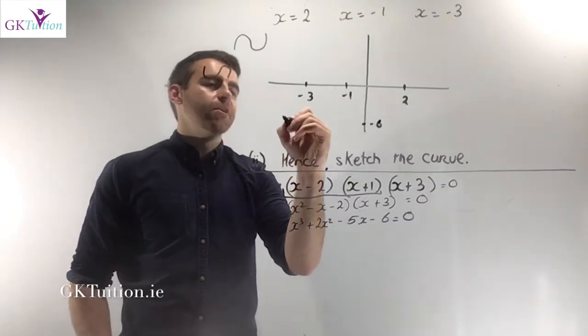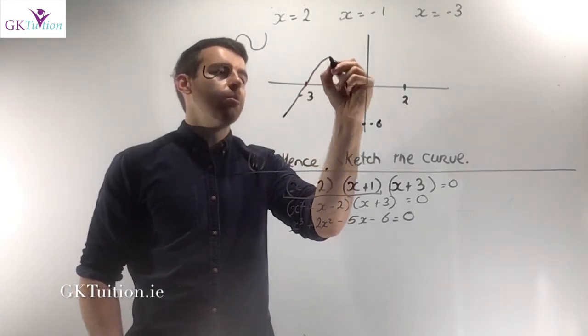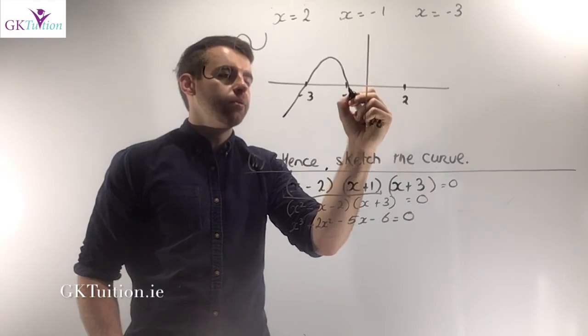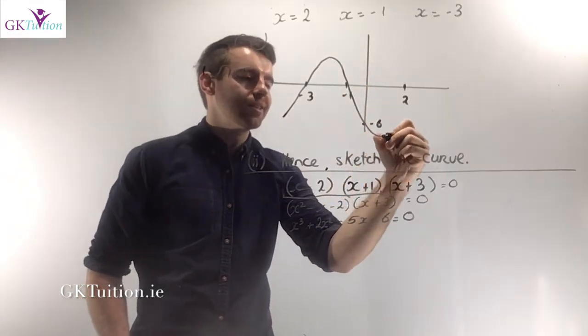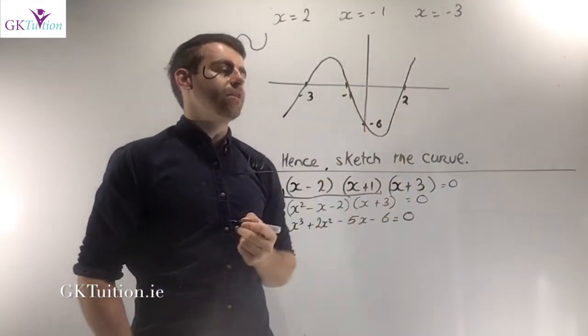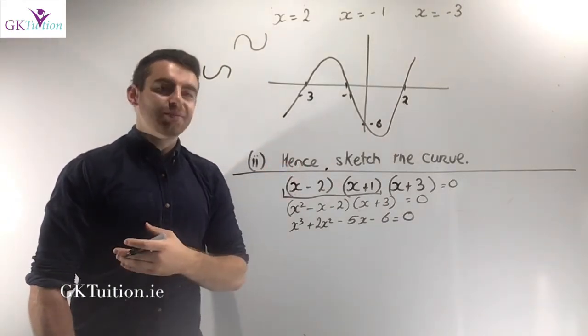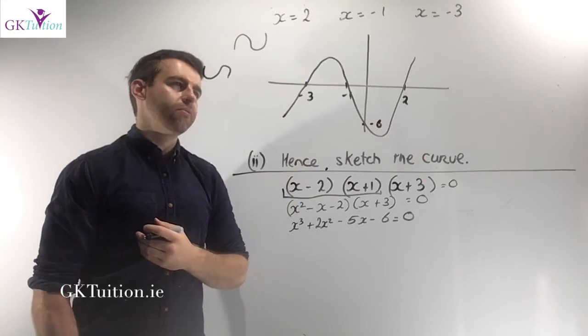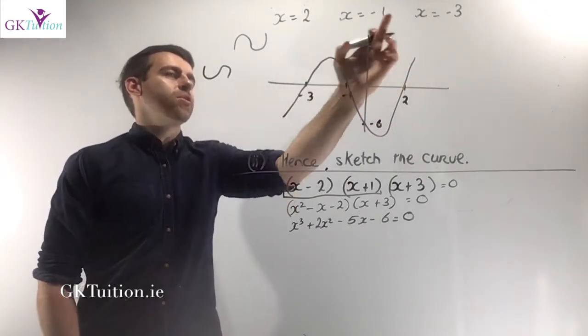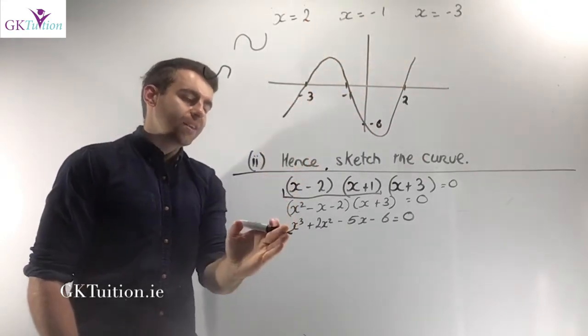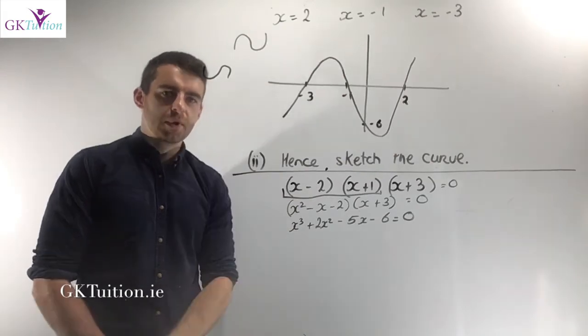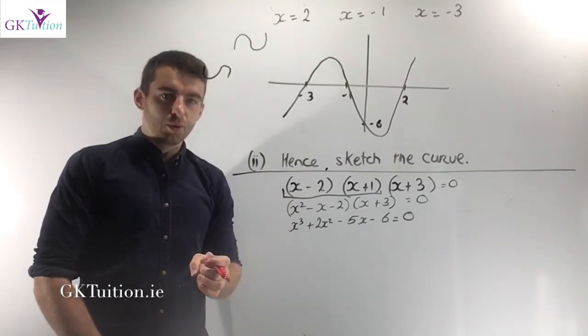So I could just sketch myself a graph. I know that there's a maximum point somewhere up here, and then I go down. I know it crosses at minus 6, and then there's a minimum point, and it intersects at 2. So this would get me full marks for part 2. It asks me to hence sketch the curve that crosses the x-axis at minus 3, minus 1, 2, and is a plus x cubed. So that's the final answer for example 1.